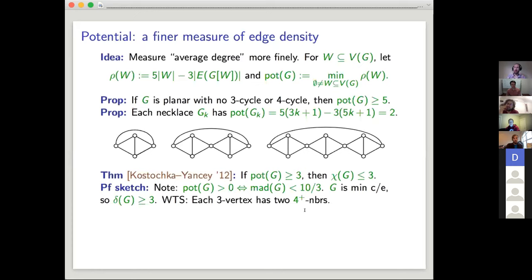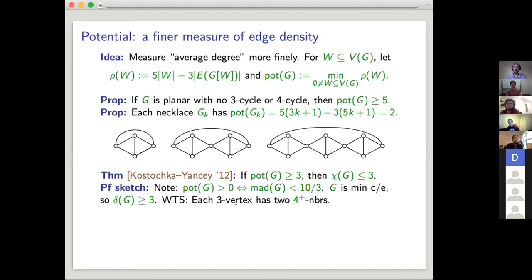Okay, so how do you get to 10 thirds? Well, the natural thing to do is to start out with charge equal to your degree. And then we want to move the charge around and show that everybody ends up with charge at least 10 thirds. And that will tell us that the average degree was at least 10 thirds. So when you start out with charge equal to your degree, if you're trying to get to 10 thirds, that's a little bit more than 3. So the vertices that need charge are these 3 vertices. The ones that have extra charge are everybody of degree 4 or more.